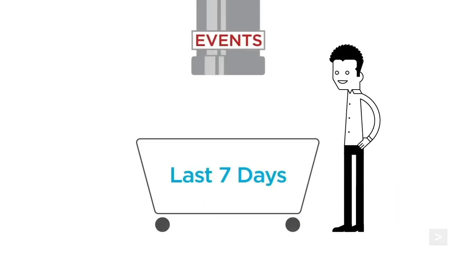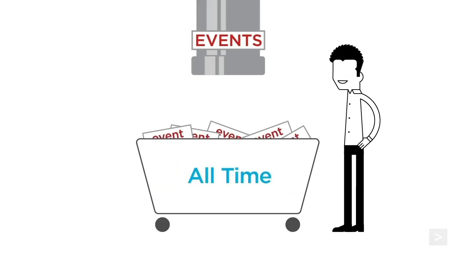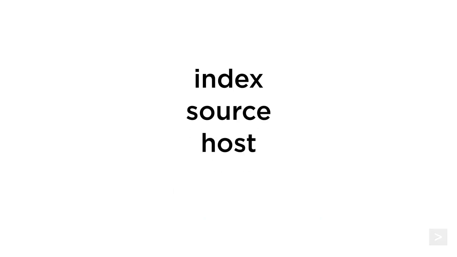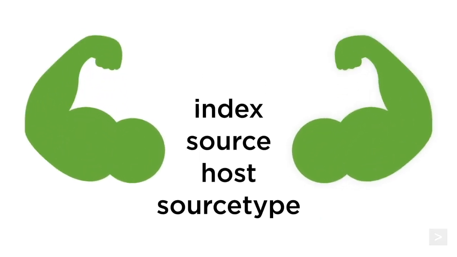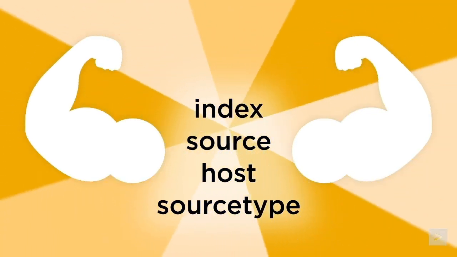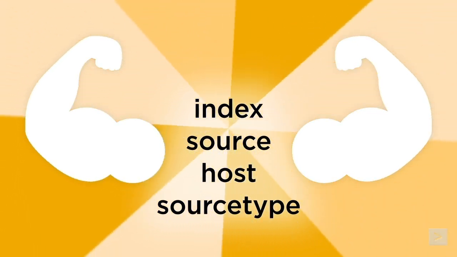Using time to limit the events returned is the most efficient way to filter events. The less data you have to search, the faster Splunk will be. After time, the default fields of index, source, host, and source type are the most powerful. These fields are extracted at index time, so they will not need to be extracted for each search.